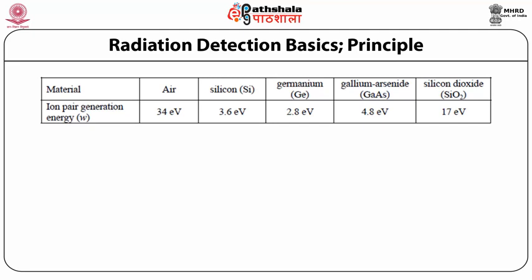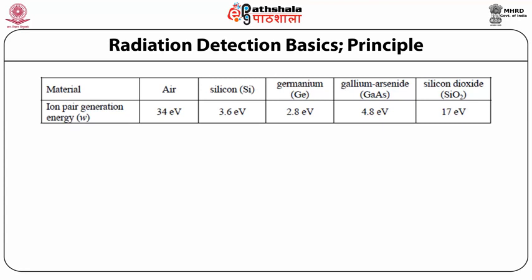Now these energy requirements are a measure of how many ion pairs will be generated when the radiation interacts in these different materials. It gives us an idea that if, suppose, a 1 MeV gamma photon is hitting these materials, then we can find out how many ion pairs will be created, because to create one ion pair we know the value of energy required.